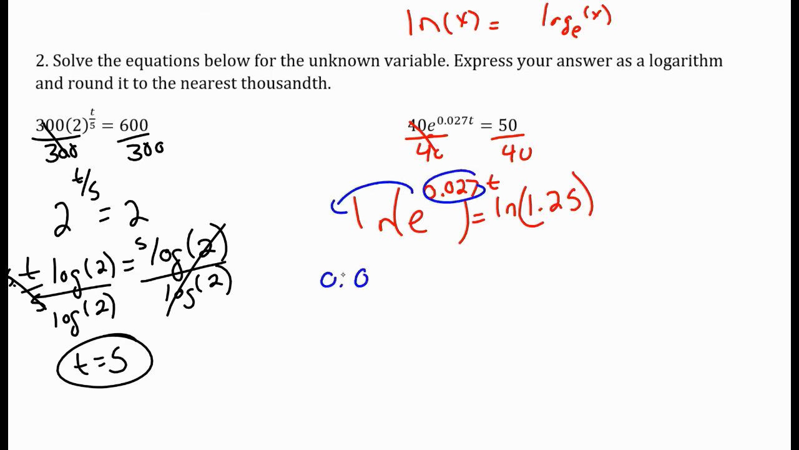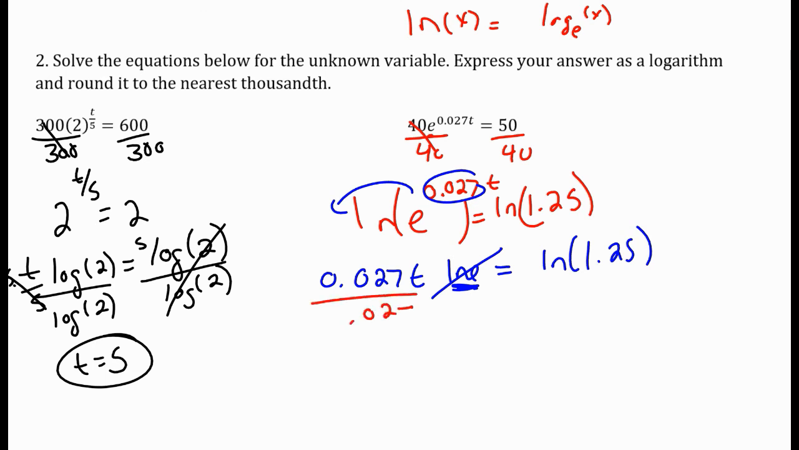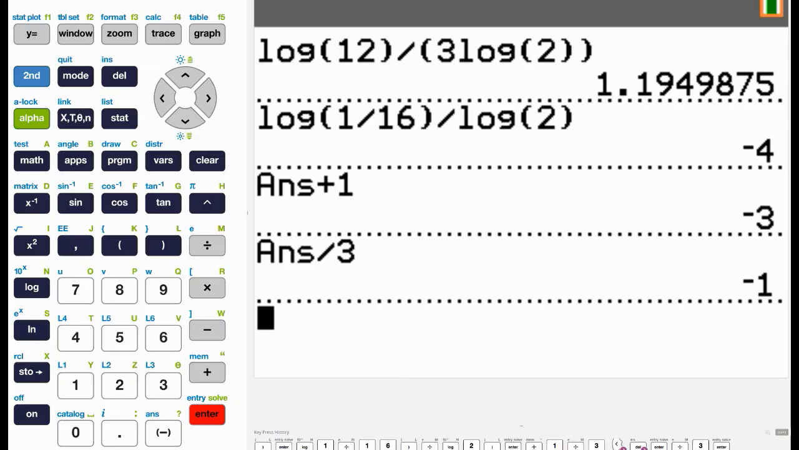So 0.027t ln e equals the ln of 1.25. But the natural log of e is 1. You can even check that in your calculator. Type in ln e and you'll get 1. 1 times anything is itself. Divide. And this is what I'm going to type into my calculator. That's the answer expressed as a logarithm. And now I want to round it to the nearest thousandth.